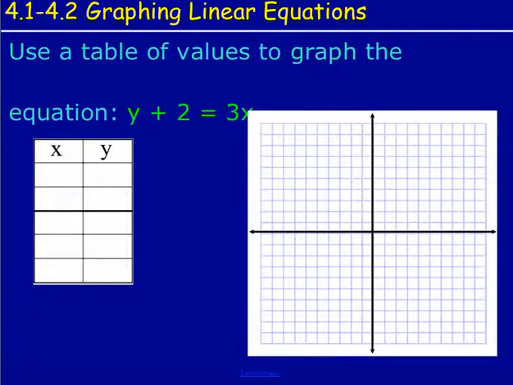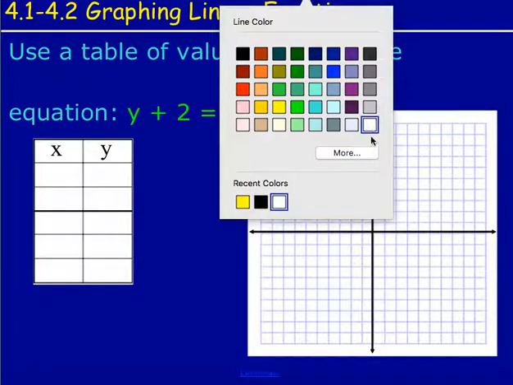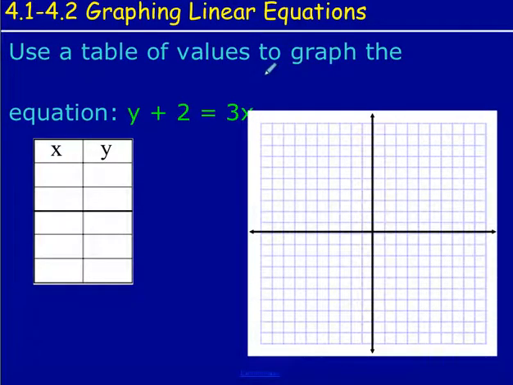Let's try another one. All right, use our table of values to graph the function. Now I'm going to go back and say, all right, since this is not in function form, I am going to get y alone and work from there. Okay, so if I want y alone, that means I need to subtract 2 from each side.